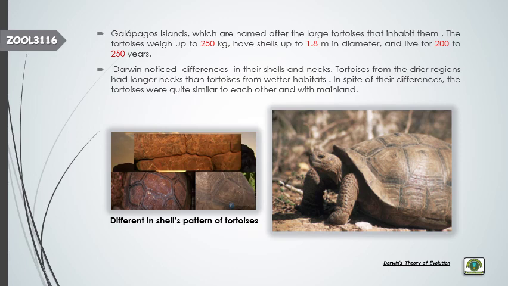Main differences were present in their shells, as well as in the length of their necks. Here, you can see these are the different shell patterns of the tortoises. Otherwise, these tortoises were very much similar to each other, as well as to the tortoises that inhabit the mainland. He noticed that tortoises present in the dry regions have longer necks than those present in the wetter regions.